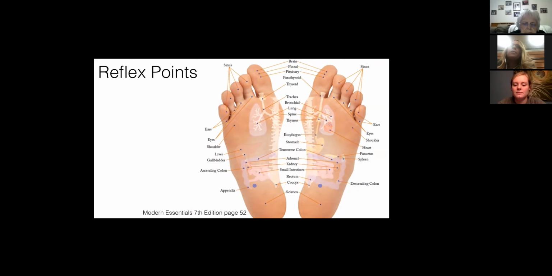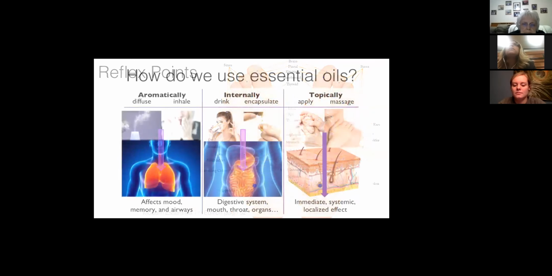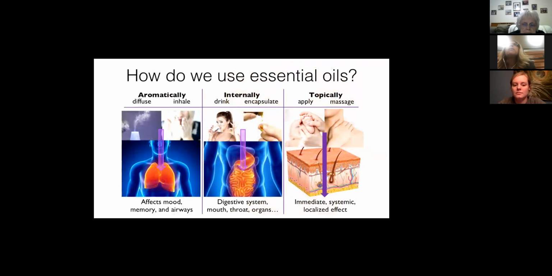Other good places to put your essential oils are across your forehead, on your temples, on the back of your neck, and the base of your skull. So those are the 3 ways that we can apply essential oils.